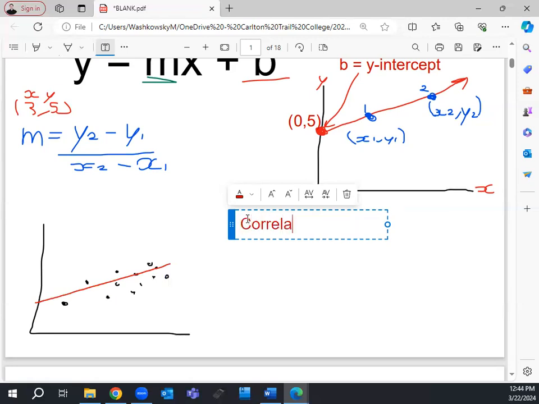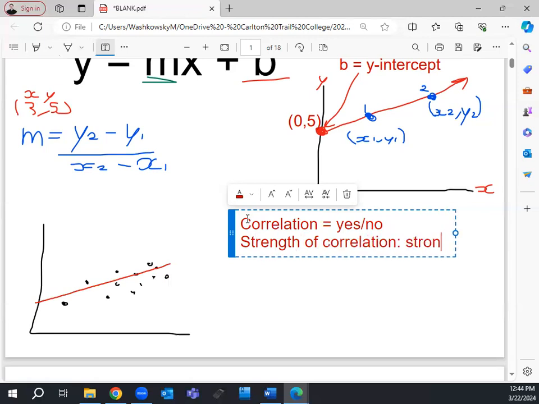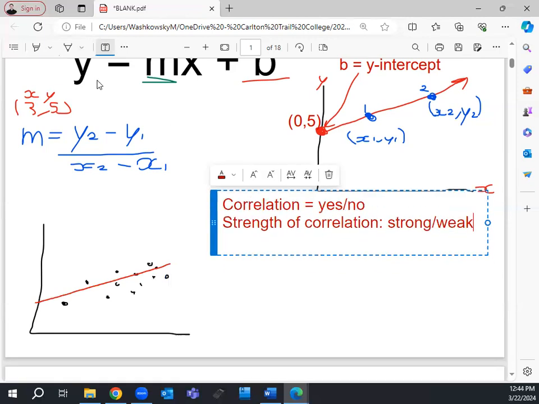But some of the words we had here were the correlation. In this case, it's either a yes or a no. And there's also a strength of correlation. It can either be strong or it's weak. So let's think about it this way.